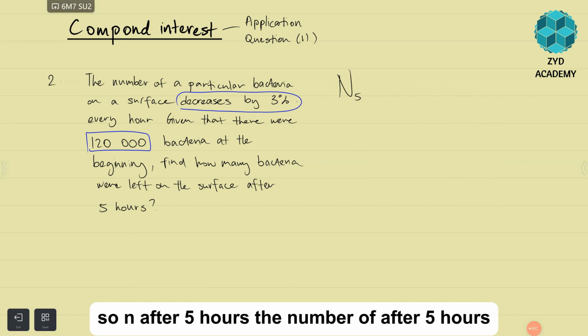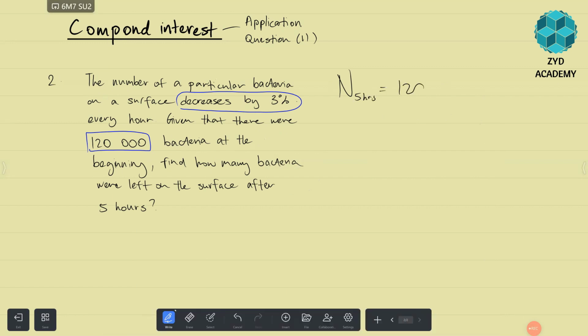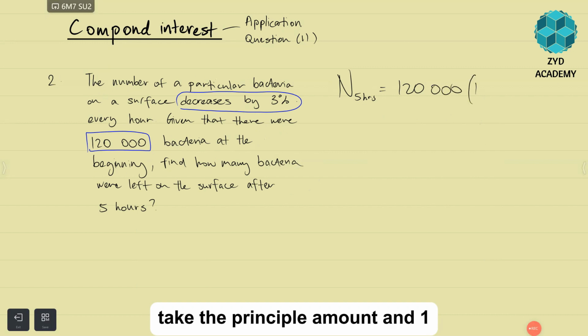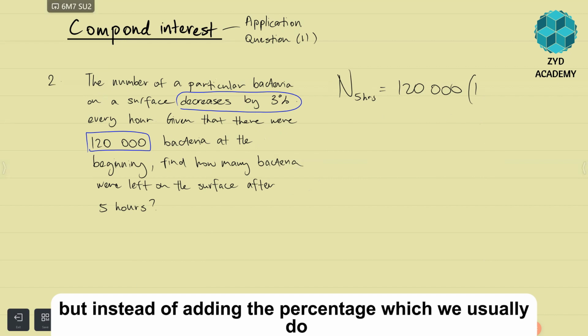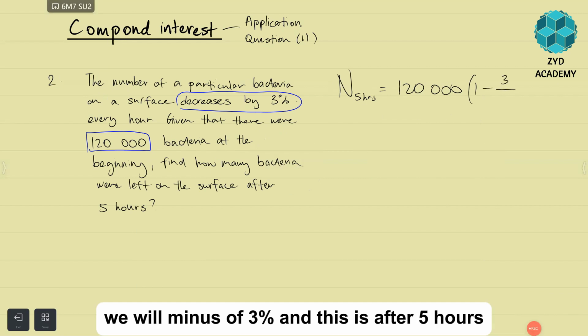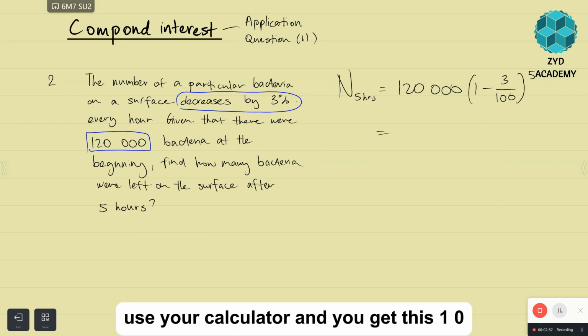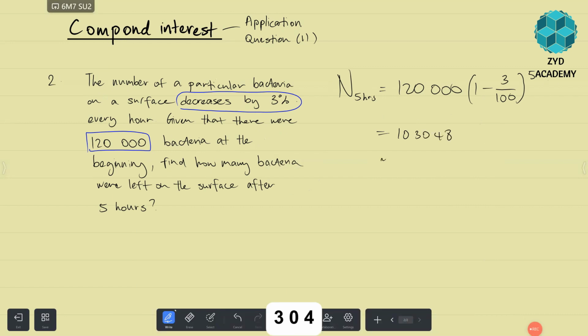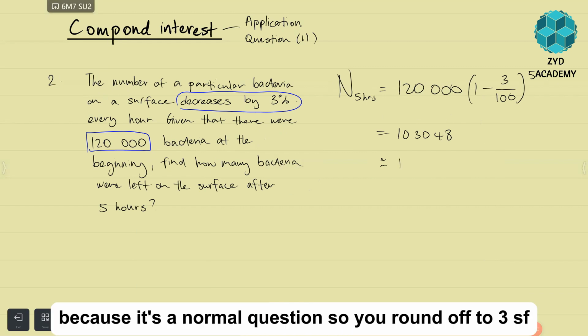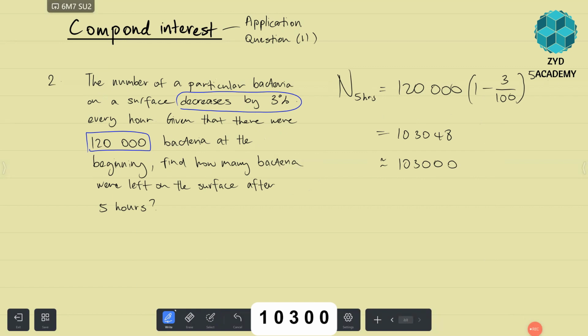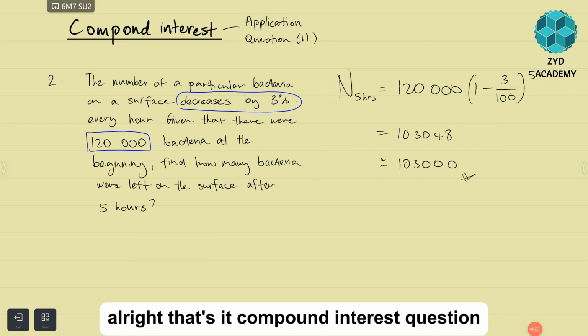So n after 5 hours, the number of bacteria after 5 hours, take the principal amount, 120,000, times 1. But instead of adding the percentage, which we usually do, we will minus off 3%. And this is after 5 hours. And you can use your calculator, and you'll get 103048. And because it's a long question, you can round it to 3 SF. 103,000. Right? That's it. Principal or compound interest question.